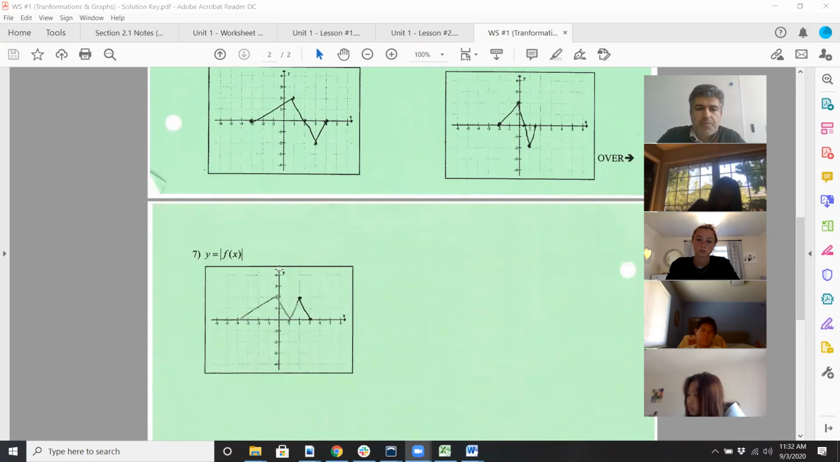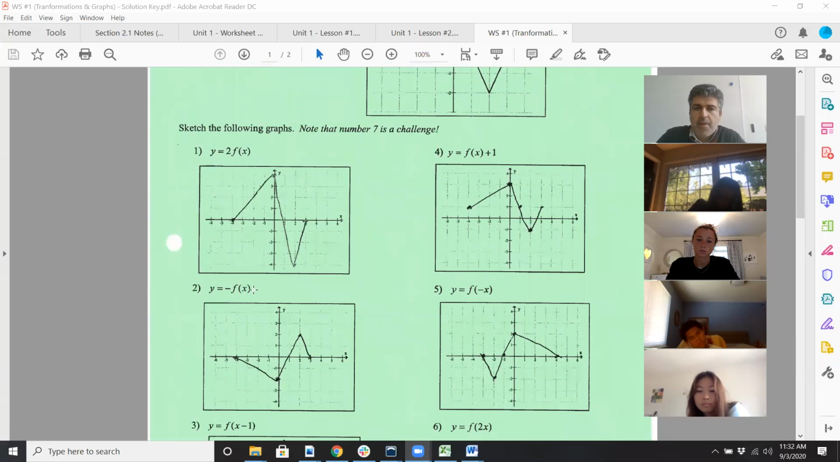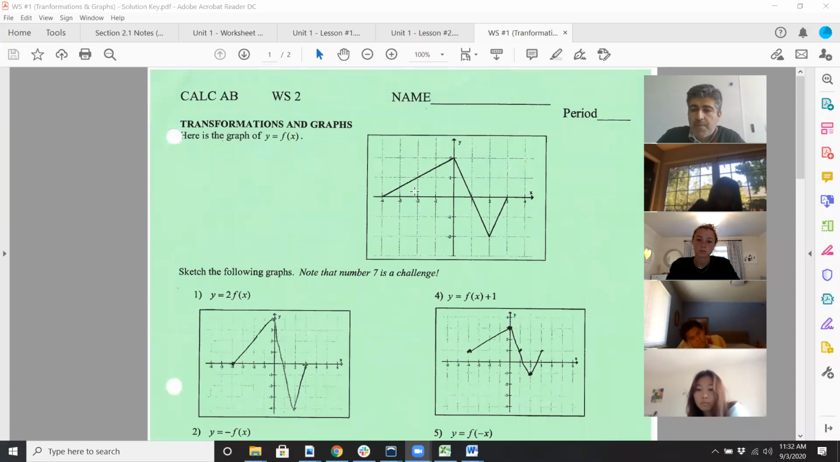For 7, you're actually going to be giving the positive y values. So the y values have to all be positive. Now in the original graph, were all the y values positive in the original graph? Yes or no?